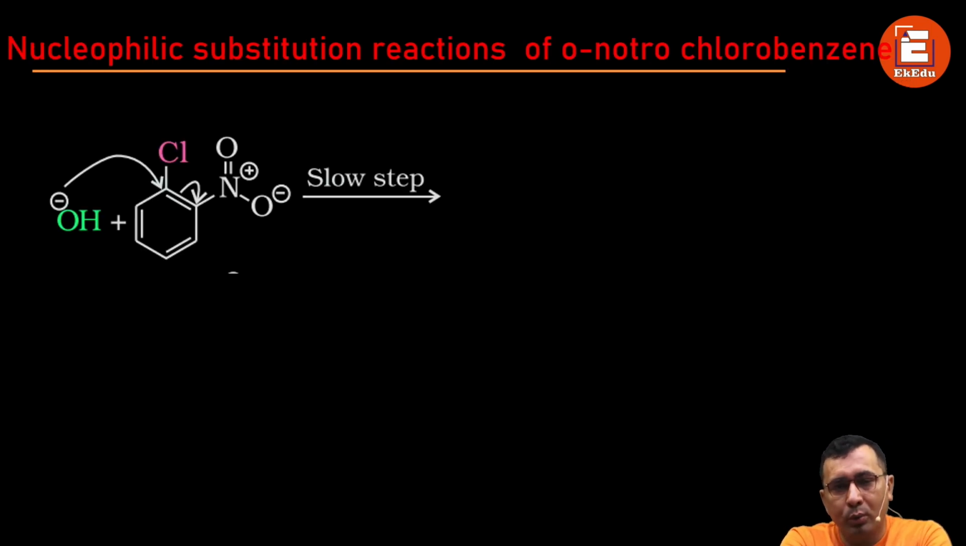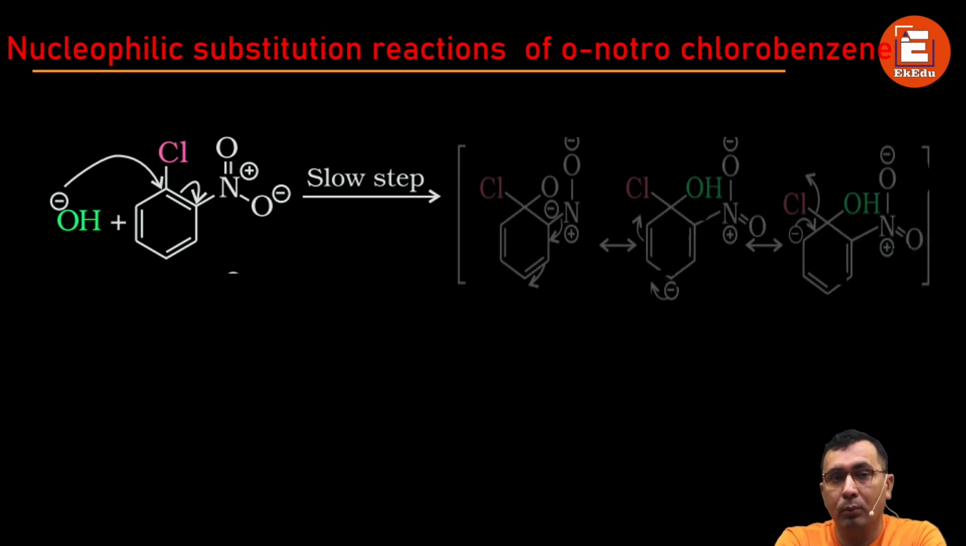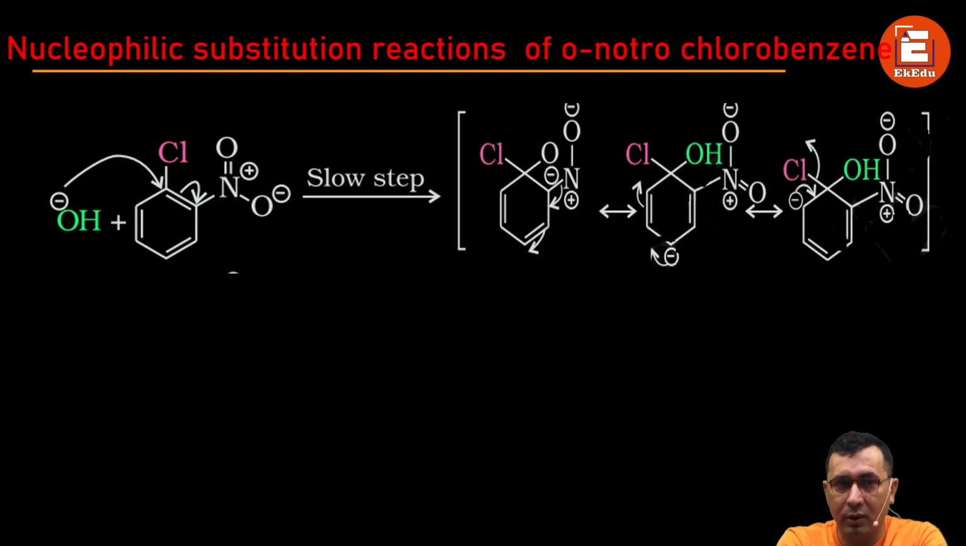If it is at the ortho position, then what will happen? At the ortho position, its electron-withdrawing tendency is more as compared to the other positions. This nucleophile OH attacks the carbon, then the electron density from the benzene ring will shift to the ortho position, and that will create the resonance, or you can say the delocalization of electrons at the ortho NO2 group also. You can see in the structure.